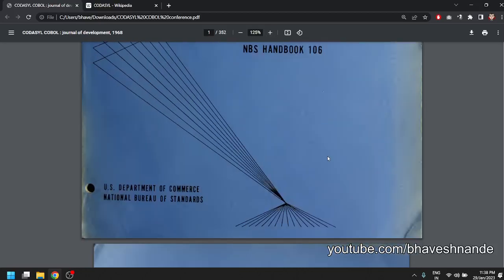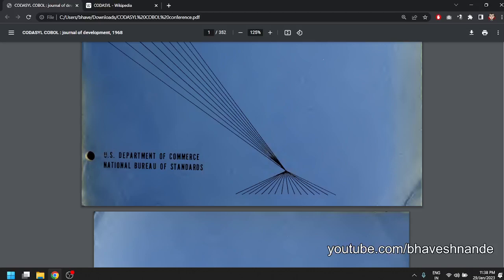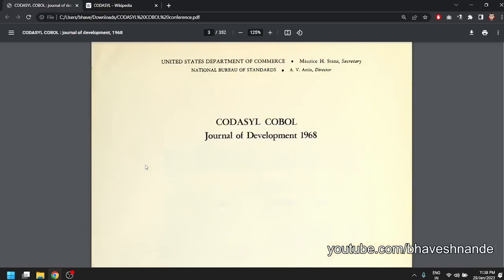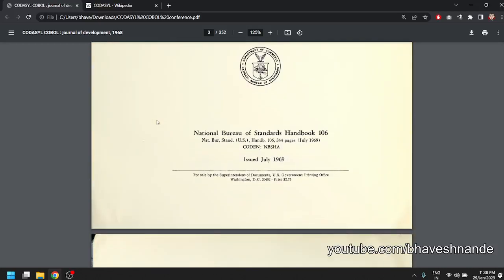So yeah, let us begin. This book says US Department of Commerce, National Bureau of Standards. I think this book tries to specify the standards for the COBOL programming language. United States Department of Commerce and National Bureau of Standards. CODASYL COBOL, Journey of Development, 1968. National Bureau of Standards Handbook 106. 344 pages, July 1969. For sale by the Superintendent of Documents, U.S. Government Printing Office, Washington, D.C.